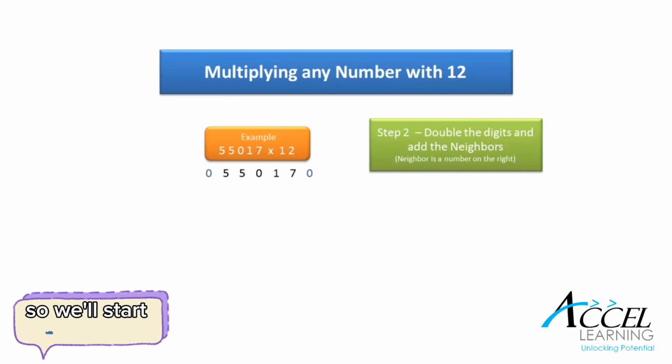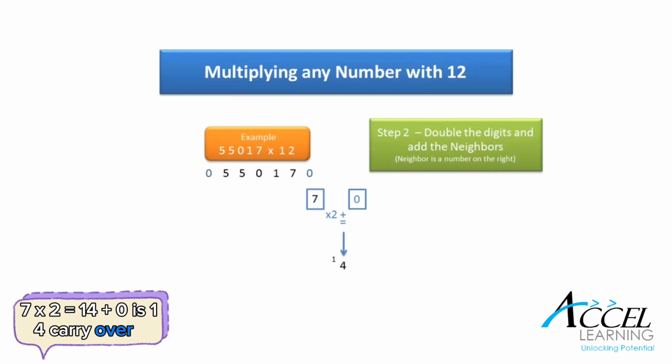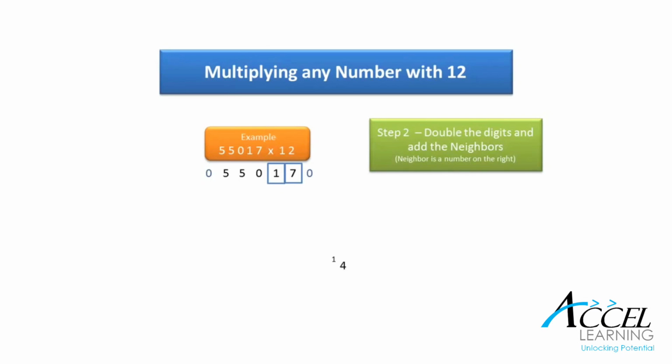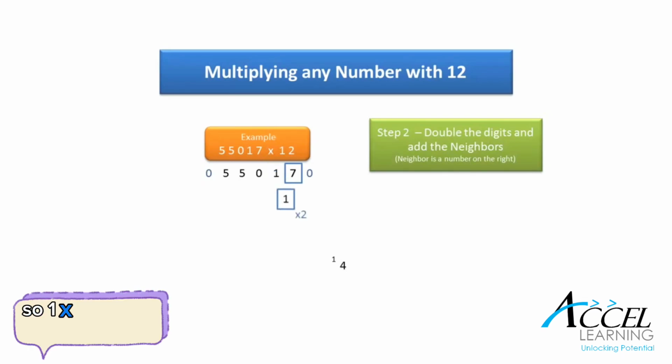So we'll start with 7 and 0. 7 times 2 equals 14 plus 0 is 14. Carry over 1. Then move on to the next digit. So 1 times 2 equals 2 plus 7 equals 9.